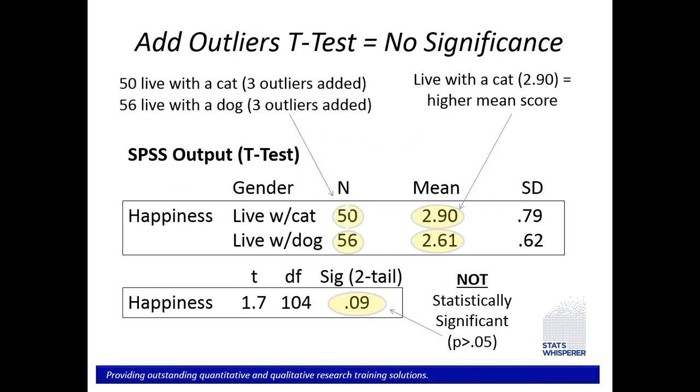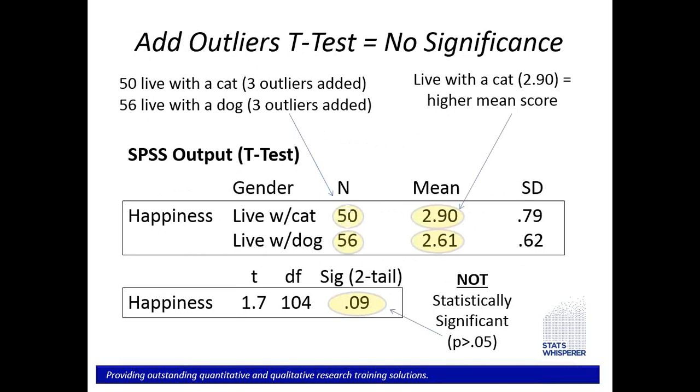Now, if we just throw in 3 outlier scores of extremely low for the cat and high for the dog, just 3 in each. So now we have 50 people living with a cat and 56 living with a dog. But now the significance level is greater than 0.05, 0.09, so it's no longer statistically significant. So what we're seeing here is 3 outliers in each group masked that original true finding where there was a significant difference between happiness for the groups.